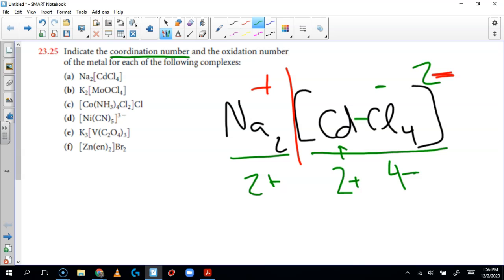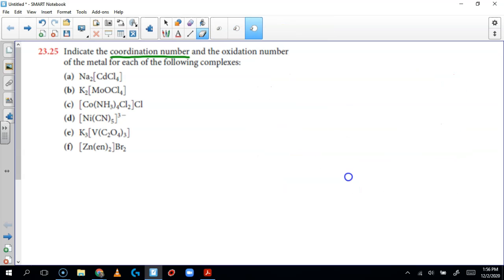Okay, the cadmium has 4 things around it. So if I were to draw what that looks like, you have a cadmium ion, and then you have a chlorine, a chlorine, a chlorine, and a chlorine. Okay, so that's part A.